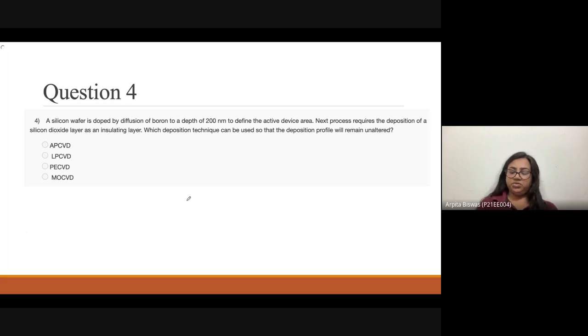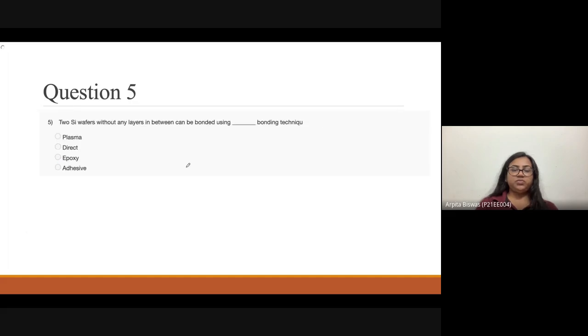The right option is option C, the PECVD. Okay. So next we move toward question number 5. Two Si wafers without any layer in between can be bonded using dash bonding technique. First option is plasma, second option is direct, third option is epoxy, and the fourth option is adhesive. So what is the right answer?